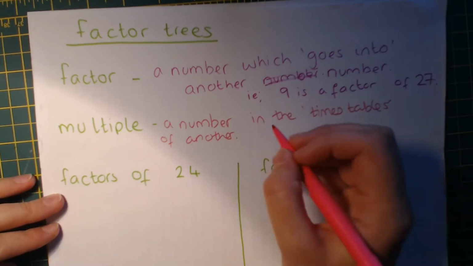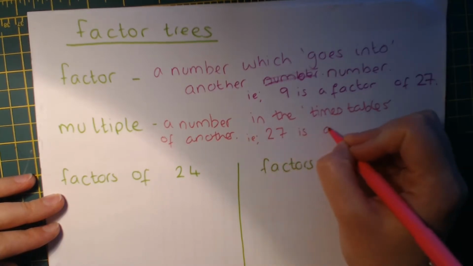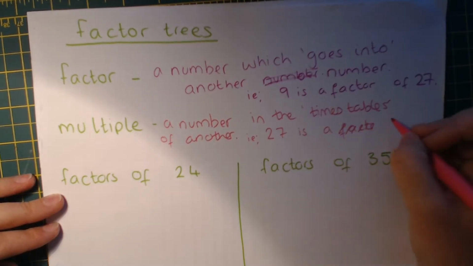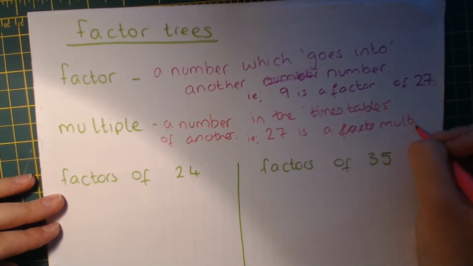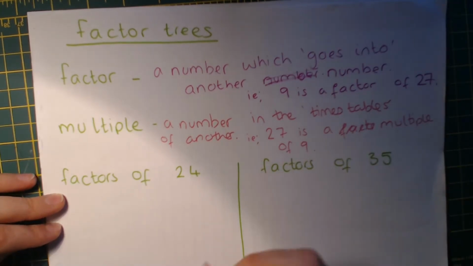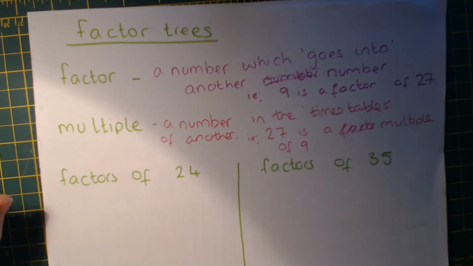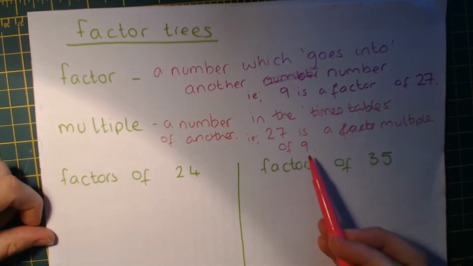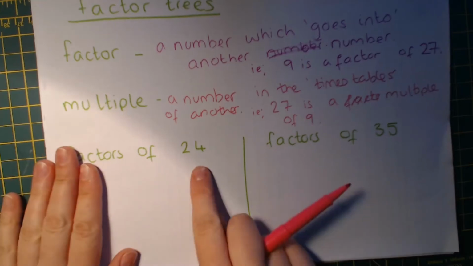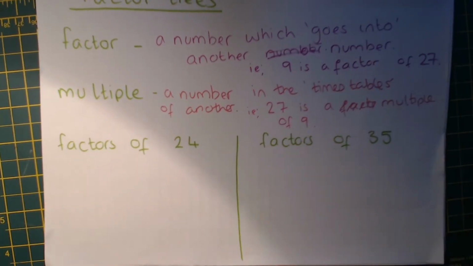So for example, 27 is a multiple of 9, okay, because it's in the 9 times tables. Equally, 64 is a multiple of 8 because it's in the 8 times tables, okay. So think of a few of those, write yourself some examples, it's always helpful. Now we're going to look at factors for now. We're not going to concern too much about multiples, but we will look at them more in a little while.